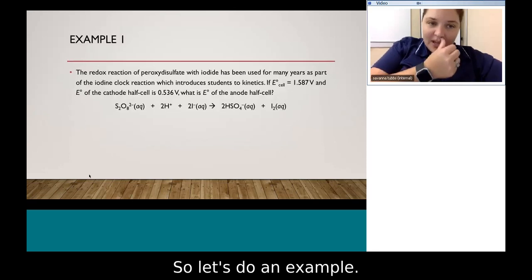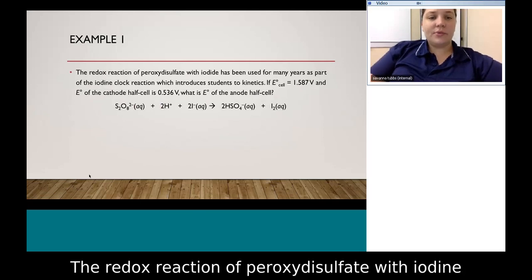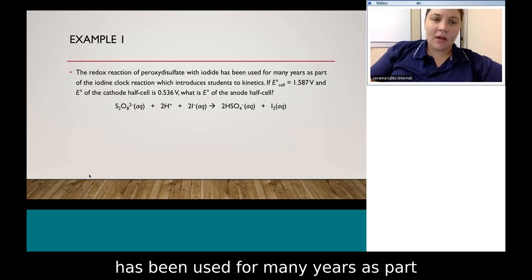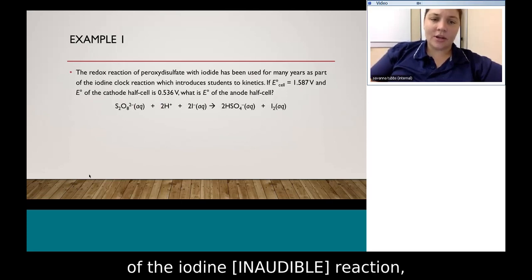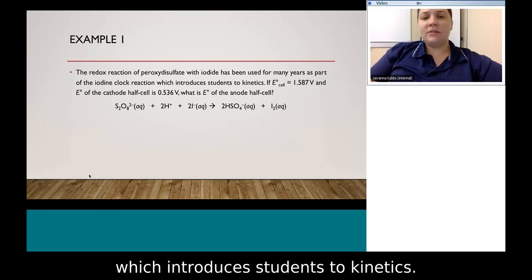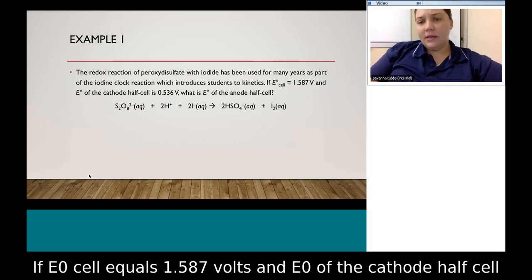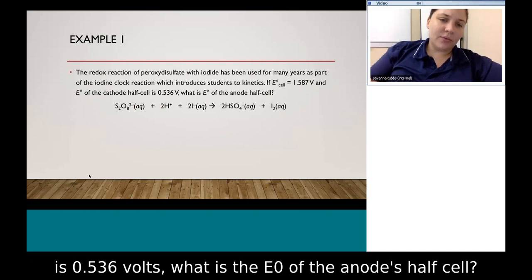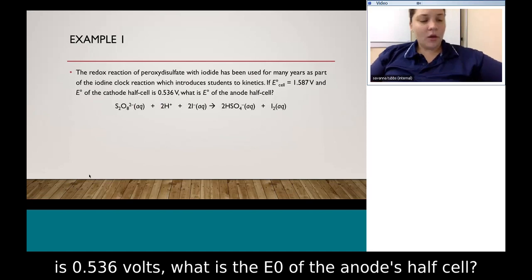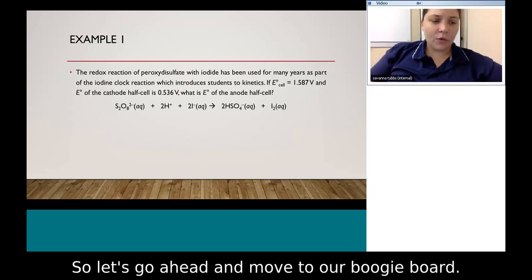So let's do an example. The redox reaction of peroxydisulfate with iodine has been used for many years as part of the iodine clock reaction, which introduces students to kinetics. If E0 cell equals 1.587 volts and E0 of the cathode half cell is 0.536 volts, what is the E0 of the anode's half cell? So let's go ahead and move to our boogie board.